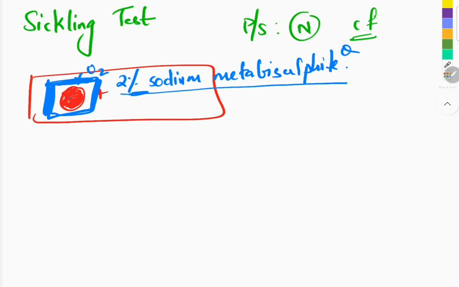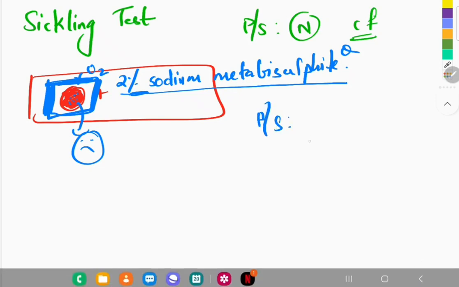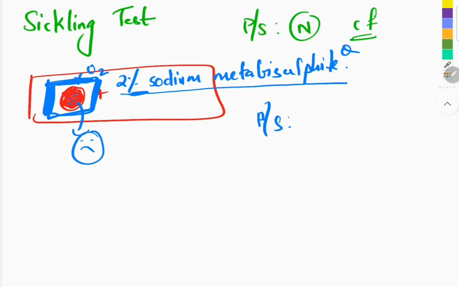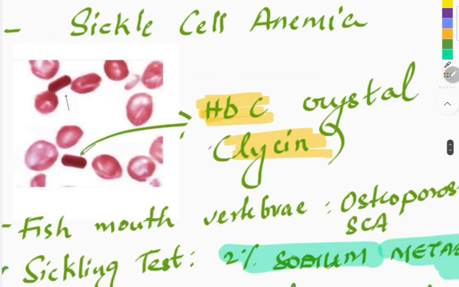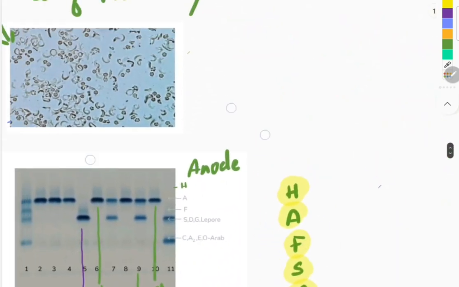So in that condition, the RBCs in this drop of blood become so angry: I'm getting stressed, there is no oxygen, let me show my true colors. And now when you see it in the peripheral smear, you can see what, guys? Sickling of the cells. Let me show the picture. Yes, this is a picture of sickling. Sickling of RBCs. Fine.